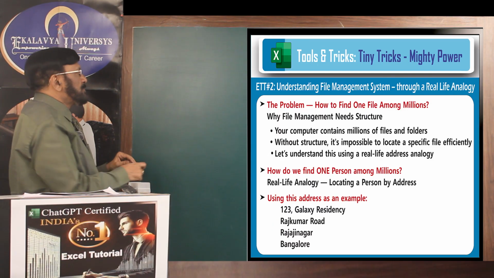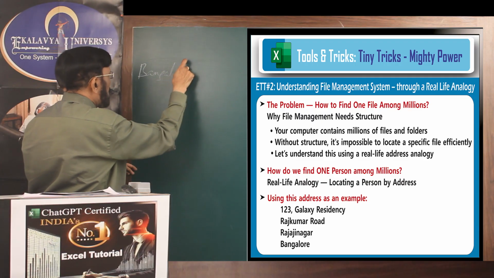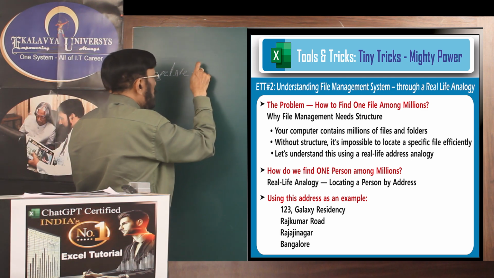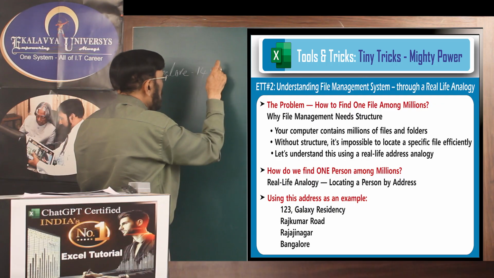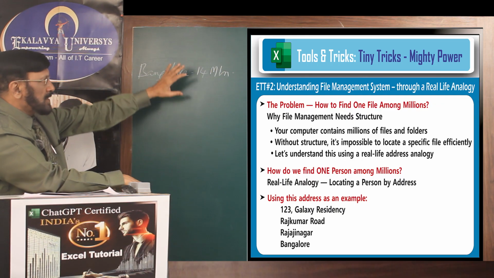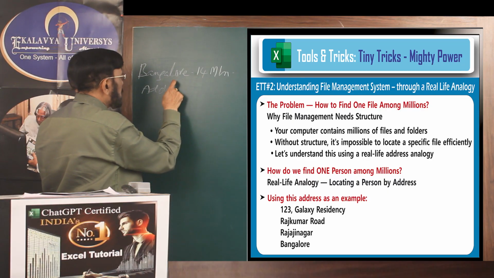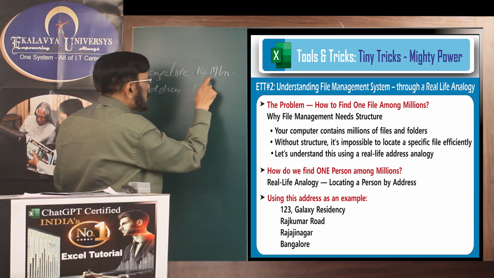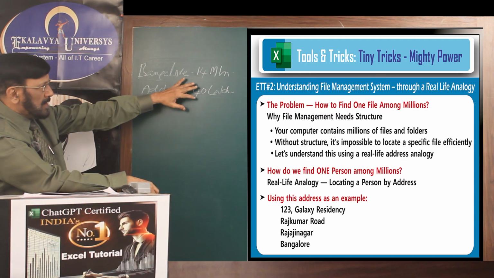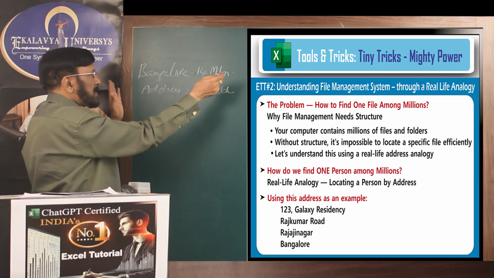Okay, now we see. I reverse the address. First, let us say Bangalore. Bangalore has 14 million population, 1 crore 40 lakhs around. And if you take addresses, at least 40 lakh addresses are there. For every 3-4 persons, one address is there. So 40 lakh addresses are there. Now, this is a very big figure.